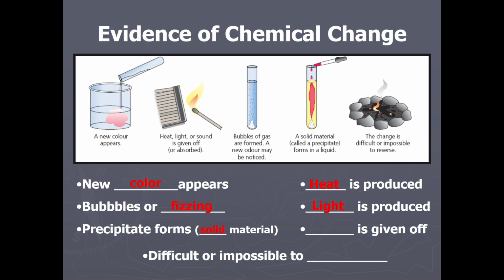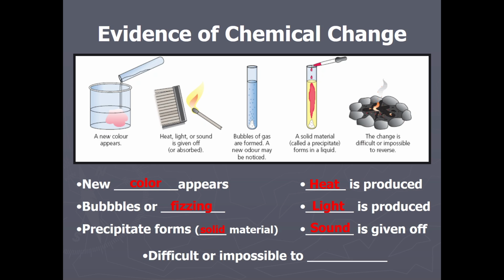Light is produced. So think of fire. Fire is a chemical change. Fire is combustion. It's mixing whatever material with oxygen. Oxygen is physically attaching itself to that chemical, creating a new chemical, sometimes ripping a carbon off and forming CO2. Sound is given off, if you hear something hissing.